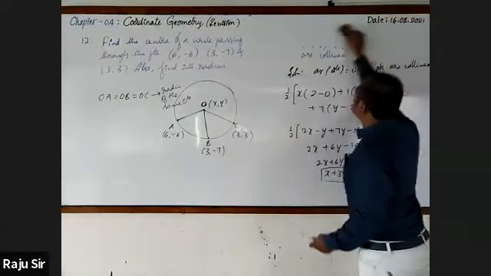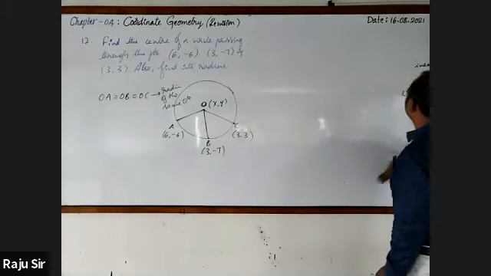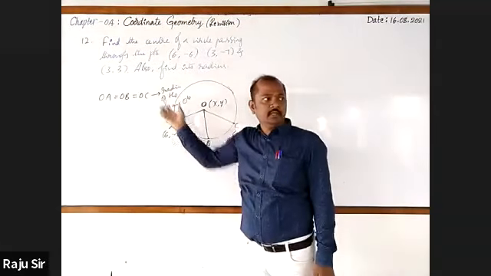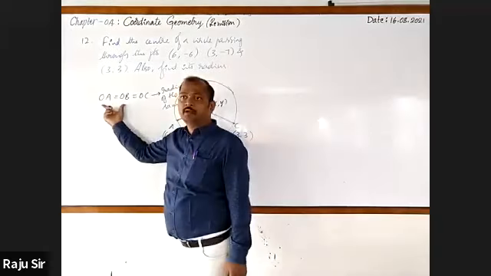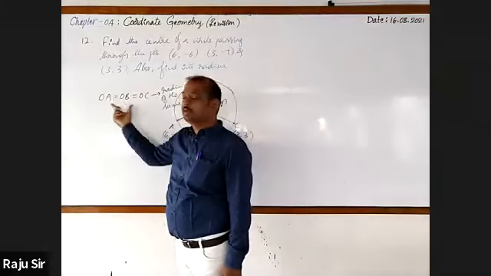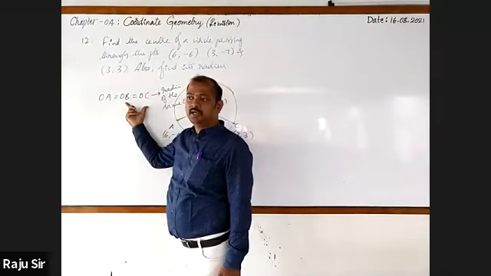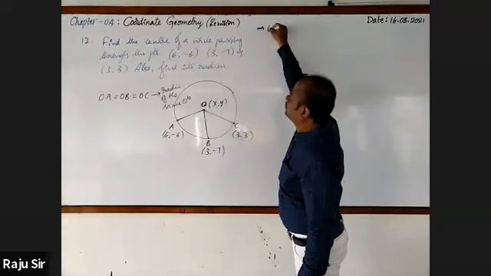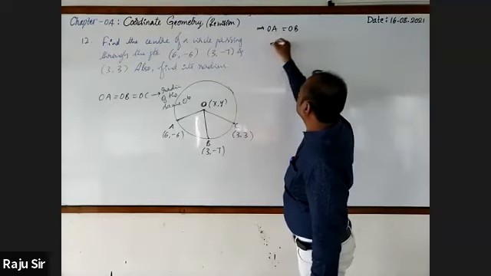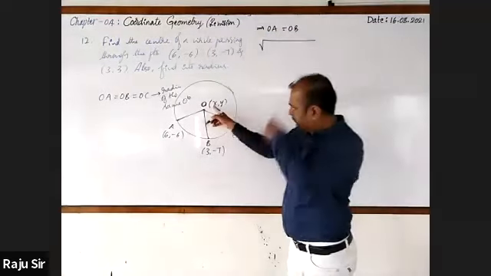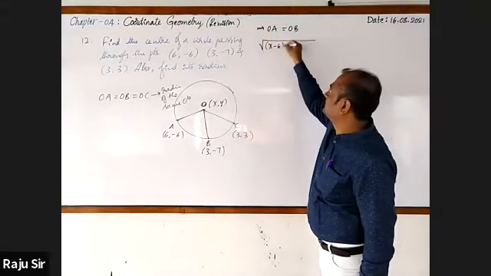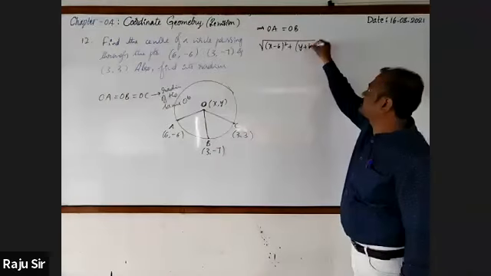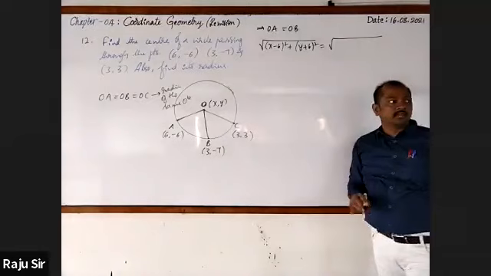Very good. We have to use the distance formula to find OA, OB, OC. Then you go for equating OA, OB and OC. Or else you can take them together and write OA equal to OB. So by using the distance formula, OA is the square root of x minus 6 whole square plus y plus 6 whole square. Hope you are understanding.